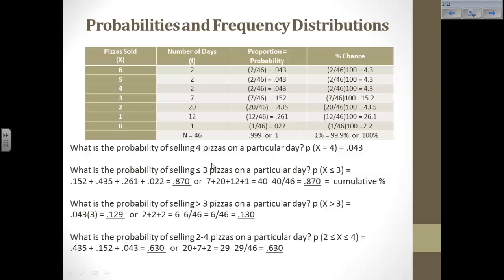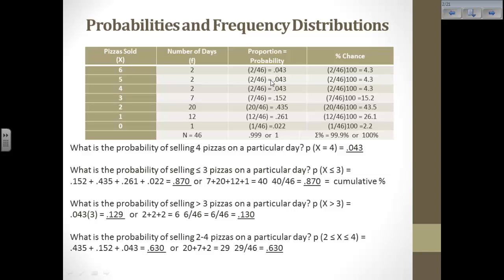So what is the probability of selling 4 pizzas on a particular day? Well, you can just find the probability in the table. Look for 4 pizzas: 0.043. Or you can find the probability of selling 3 or fewer pizzas on a particular day. So you could look at this data set and think about it two ways.